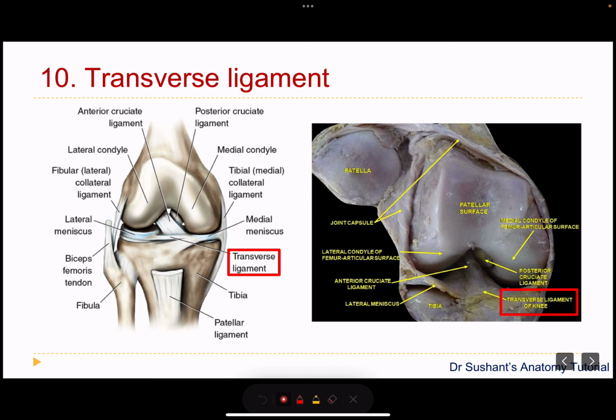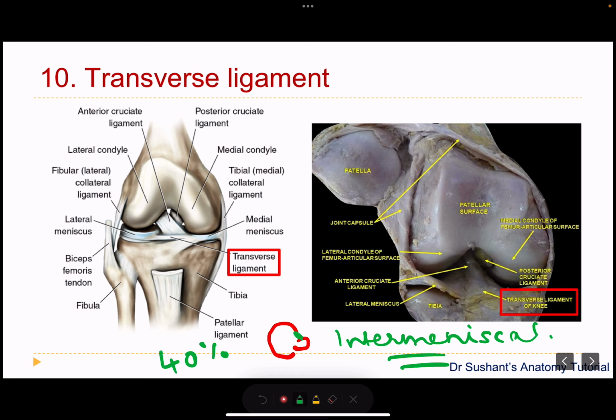Very simple. We have the medial meniscus, the lateral meniscus. The anterior horns of these two are connected to each other like this by the transverse ligament. This is also called the intermeniscal ligament. It is present only in about 40% of subjects, not in all. Which ligament? Transverse ligament of the knee joint.